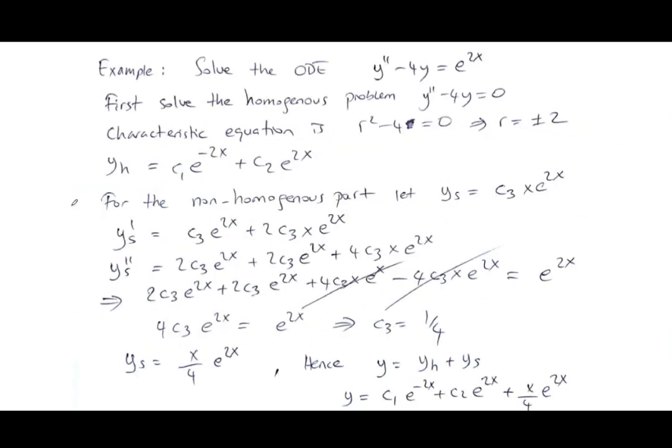In the next example, we want to solve the ordinary differential equation given here as the second derivative of y minus 4 times y equals to e to the power 2x.